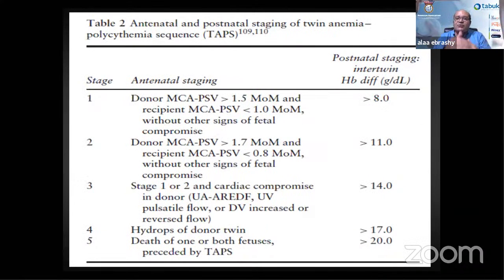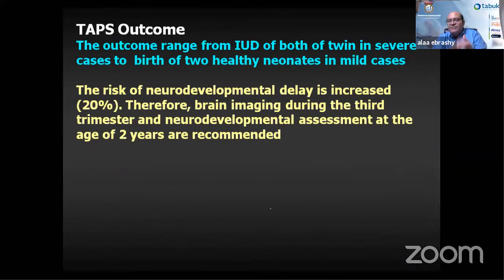This is how we can also stage them. Again, we are having a difference in hemoglobin concentration, but the most important thing is to diagnose. How can we diagnose them? That's why we are using the middle cerebral artery peak systolic velocity. In any case of monochorionic diamniotic twins with complications, we have to do the peak systolic velocity of the middle cerebral artery in order to exclude this TAPS.